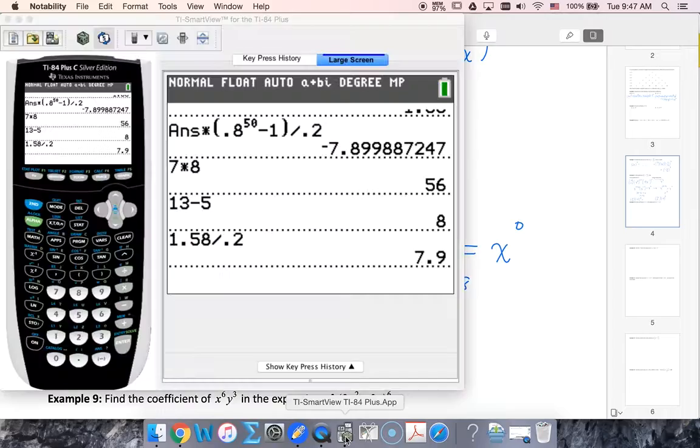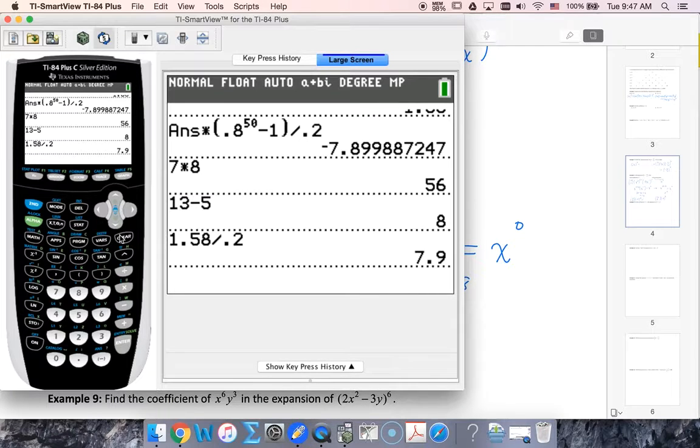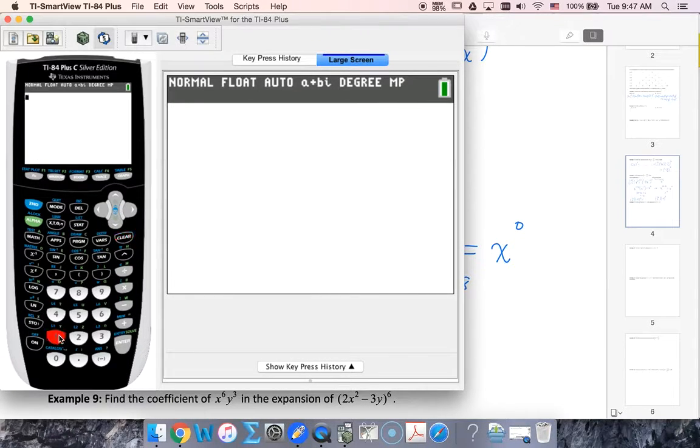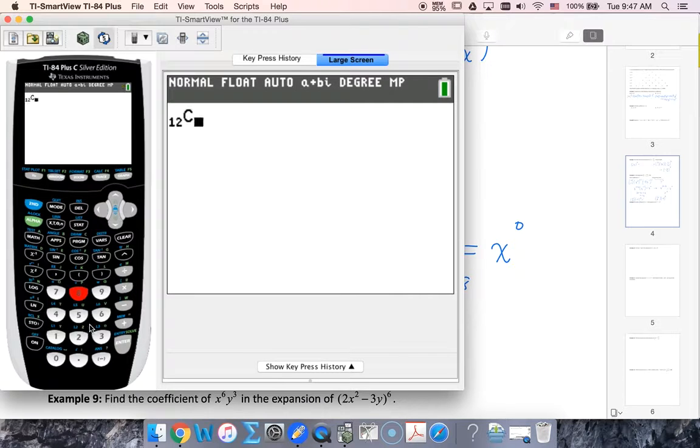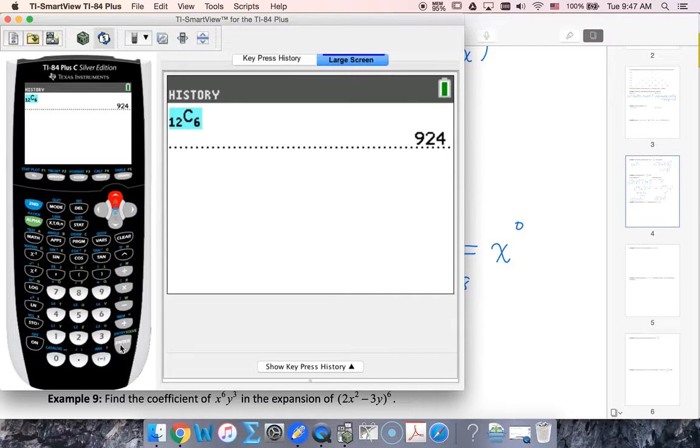All right, let's go see how to do this in our calculator. So the first one was 12 choose 6, so I'm going to type in my 12, go into my math menu, and I see n choose r down here. So 12 choose 6, and then I'm going to go ahead and calculate my 12 choose 8 since it's there and handy.